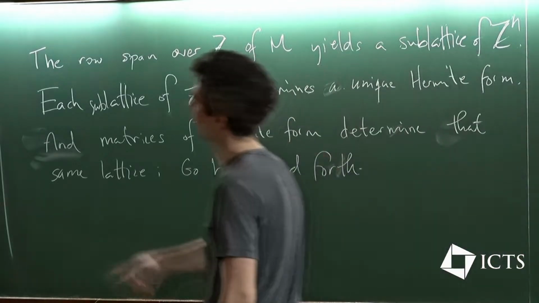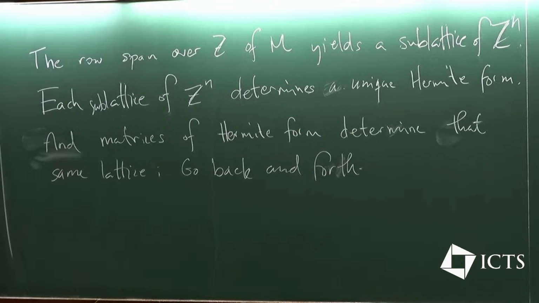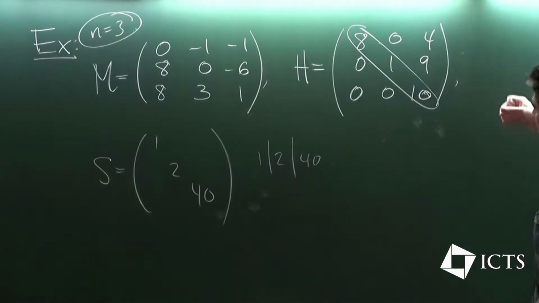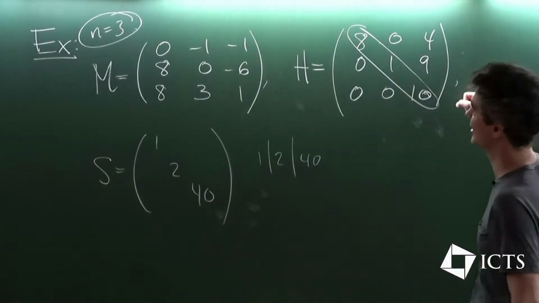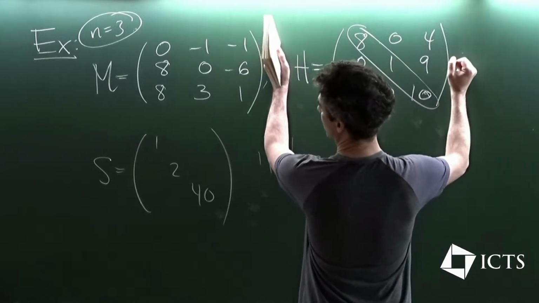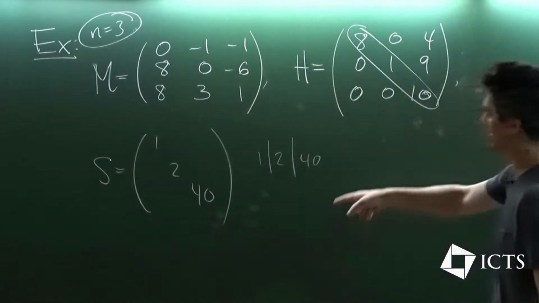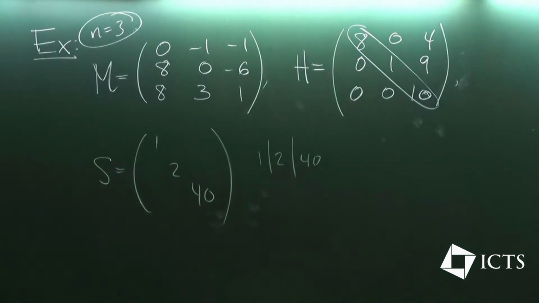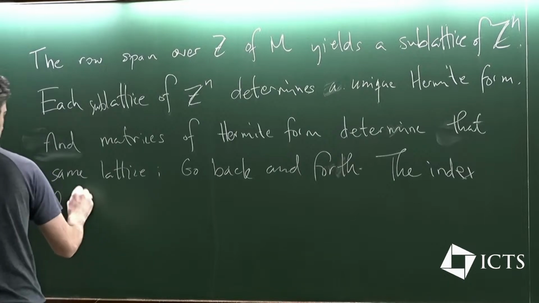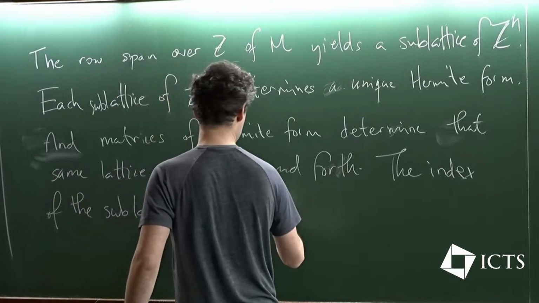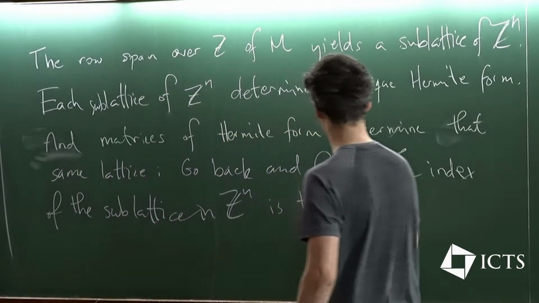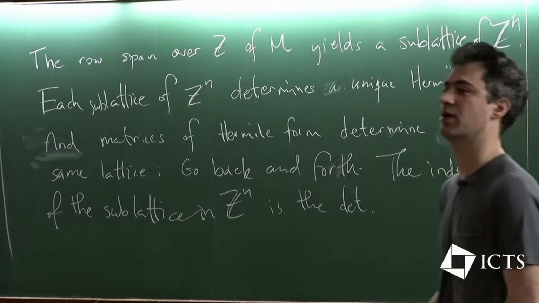So if I have a matrix M and a matrix H, these two matrices will generate the same lattice by their row span. Of course, that may not be true with the Smith normal form, and in particular for this example, these two matrices would generate the same lattice. However, this would not. This would be a slightly different lattice. And the index of the sublattice in Z to the N is the determinant, when I'm thinking about it in terms of matrices.